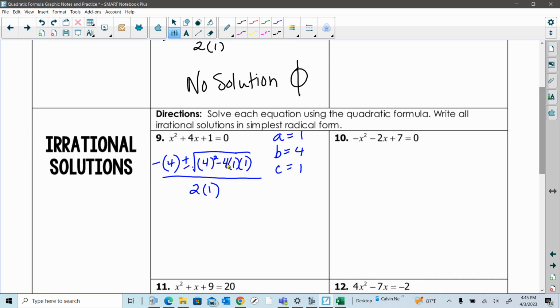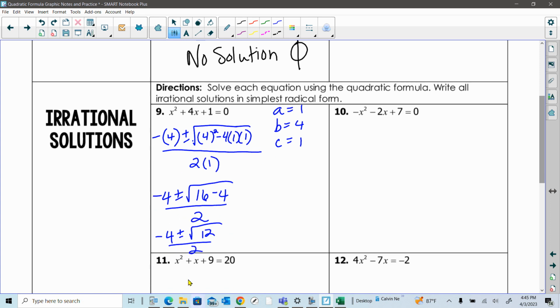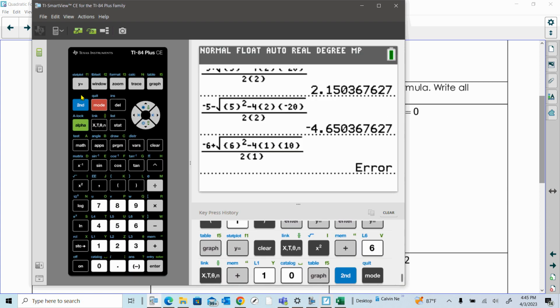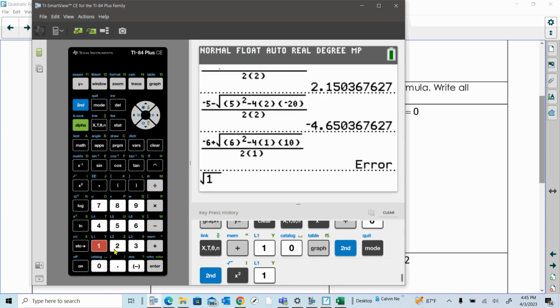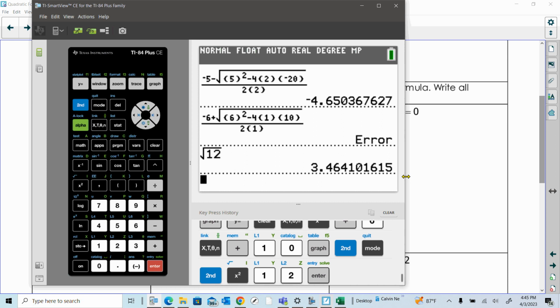So when we simplify this, you can go straight to your calculator. But if I was to simplify this, I have negative 4 plus or minus the square root of 16 minus 4, all over 2. I simplify that, and that gives me negative 4 plus or minus the square root of 12. So this is why it's called irrational solutions, because if I do second x squared on 12, this gives me a decimal answer. Anytime I get decimal answers, it's going to be irrational solutions.